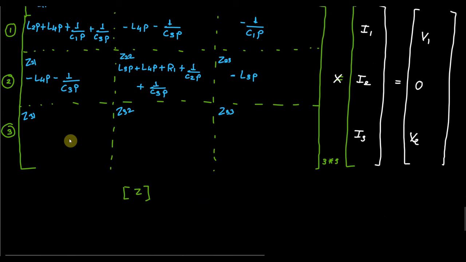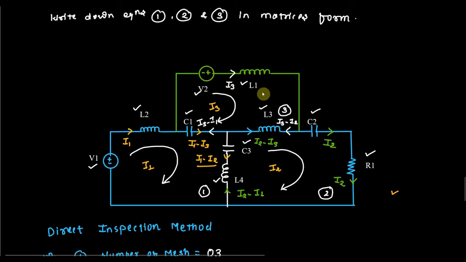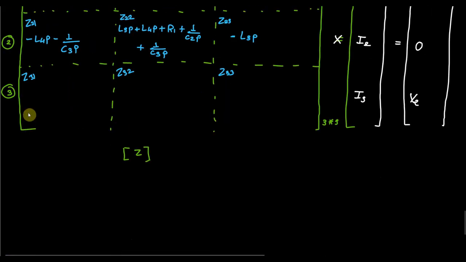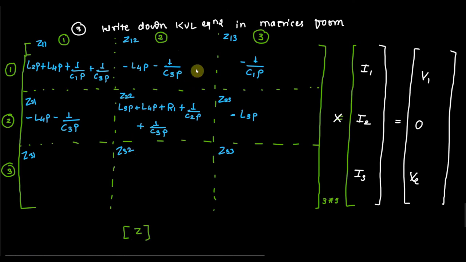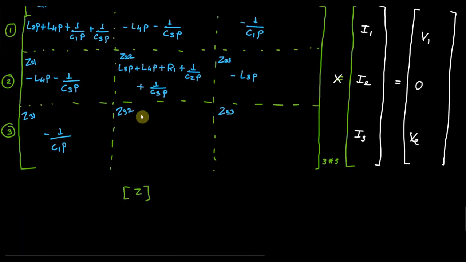Fine. Now similarly, we can note down the third one. The third one is this one. So in the third mesh, there is L1, L3 and C1. Okay. So first element is Z31. Z31 and Z13 both are same. So you can directly copy minus 1 upon C1P. Fine. What about Z32? Means between 3 and 2. So between 3 and 2, it is L3. Okay. Or you can copy, Z23 is same as Z32.